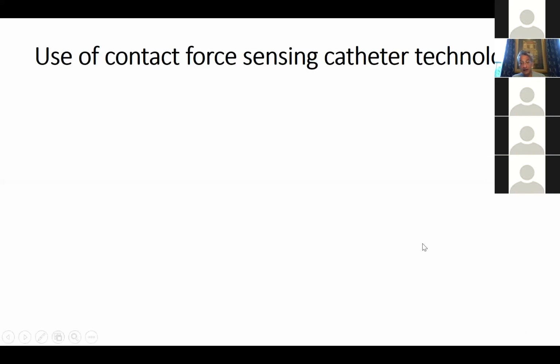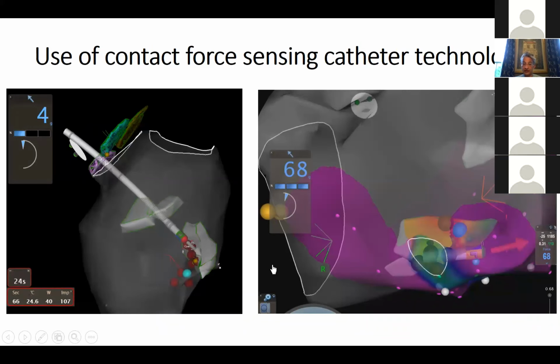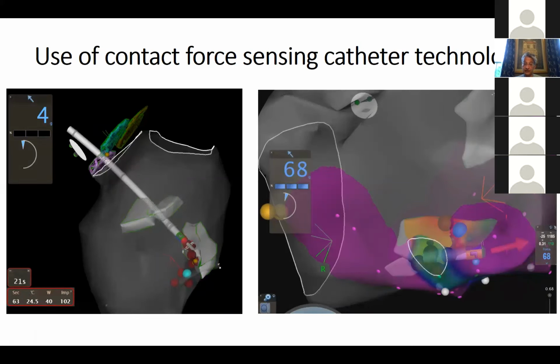And then finally, the advent of contact force sensing technology then allowed us to really gauge just how well or poorly we were doing in achieving contact of our catheter with the structure. So here are two examples. The first one you can see is where a catheter is resting on the body of the PAP. The vector is sort of really not doing much, and you can see the contact force here is about 3 to 4.